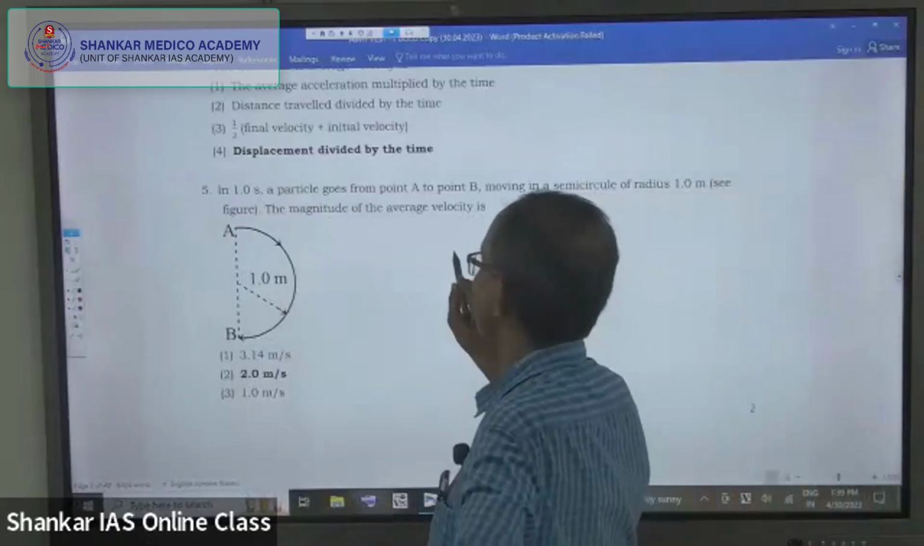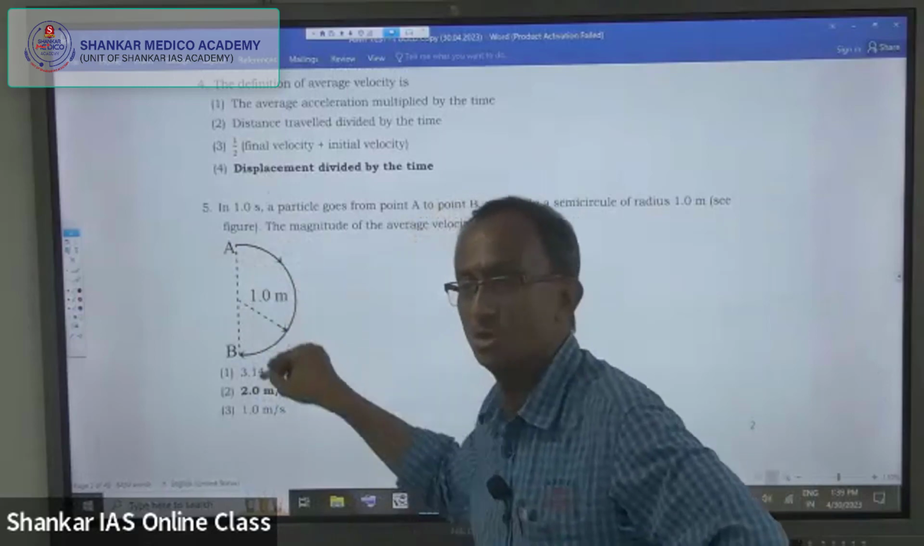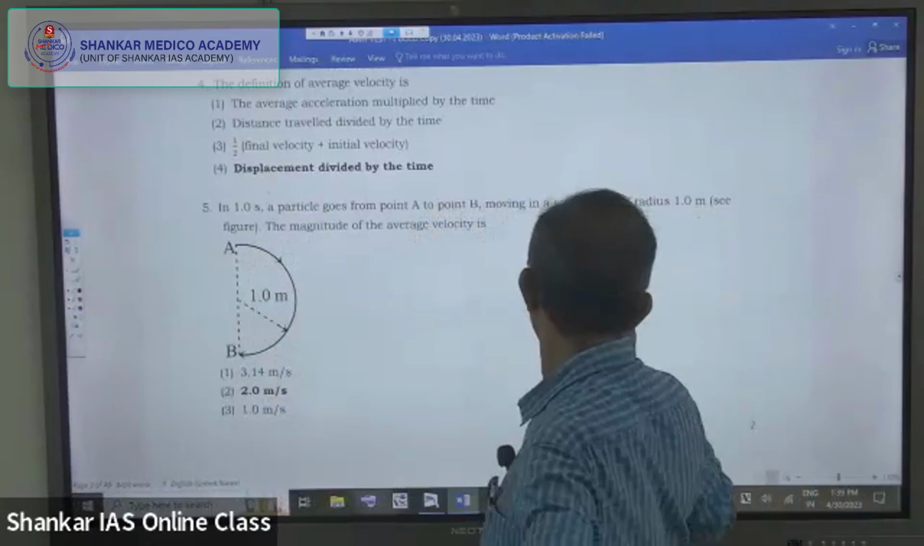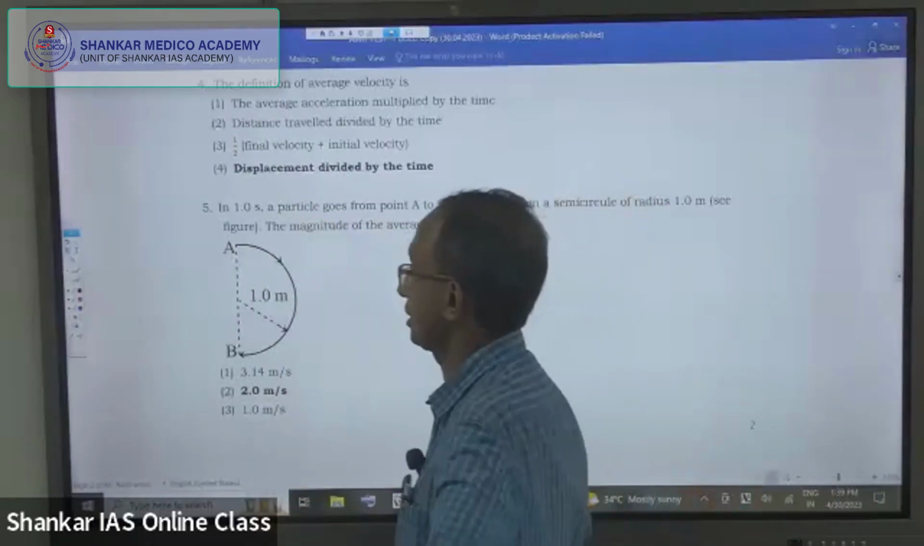So displacement is 2 meters because the diameter is 2 meters. Time is how many seconds? 1 second. 2 by 1. 2 meters per second.